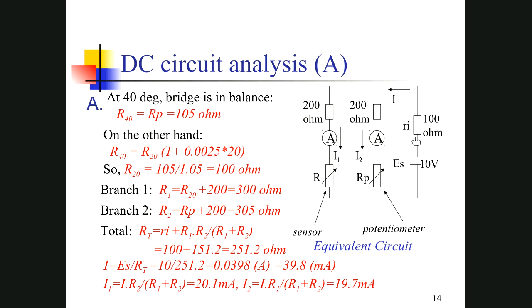Arm 1 is a 200 ohm fixed resistor, this is fixed, right? In series with a temperature sensitive resistor. So this resistor changes with the temperature. It is plugged into the oven to detect the temperature. Okay, so this is the so-called sensor.